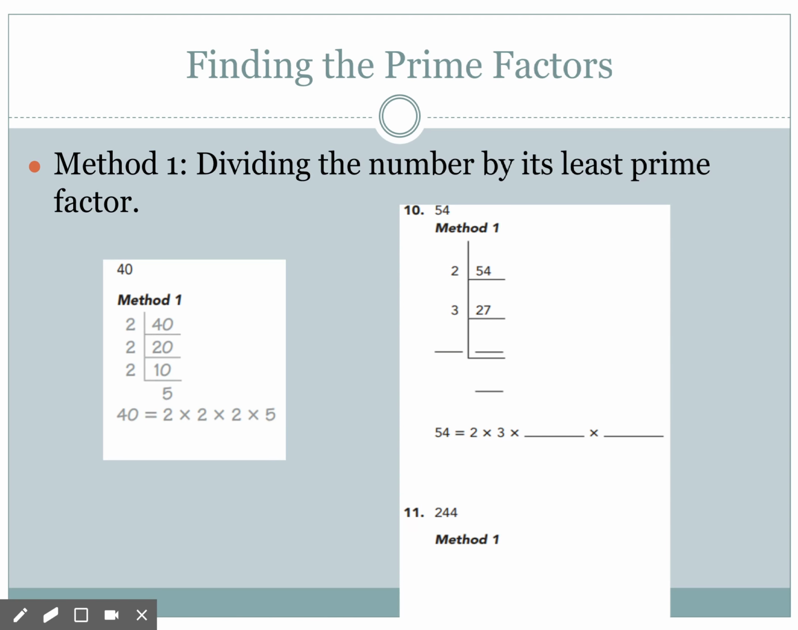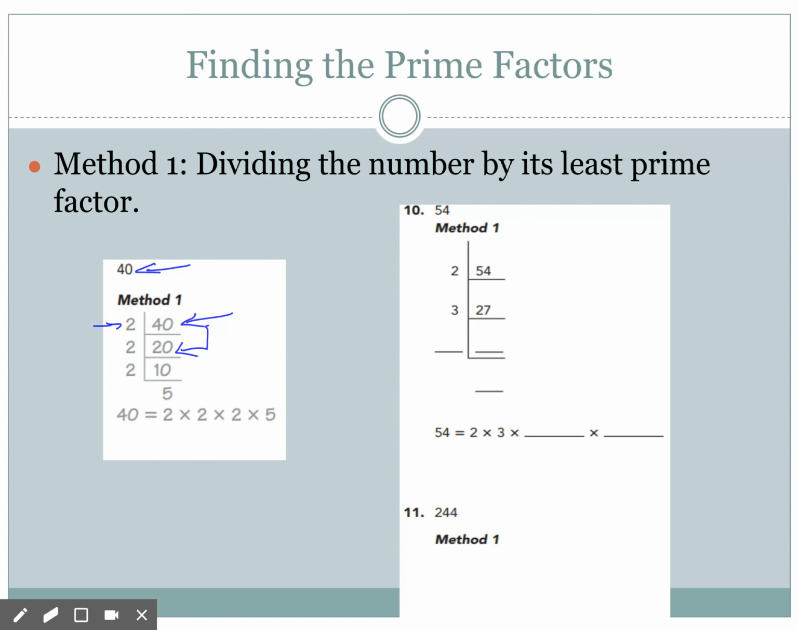There are 2 methods to break down a number into its prime factors. One is with repeated division. So they have an example here using 40. They put 40 into this top box and try to pick out the least prime number that can go into 40, and that happens to be 2. 40 divided by 2 is 20, which is where that 20 comes from.